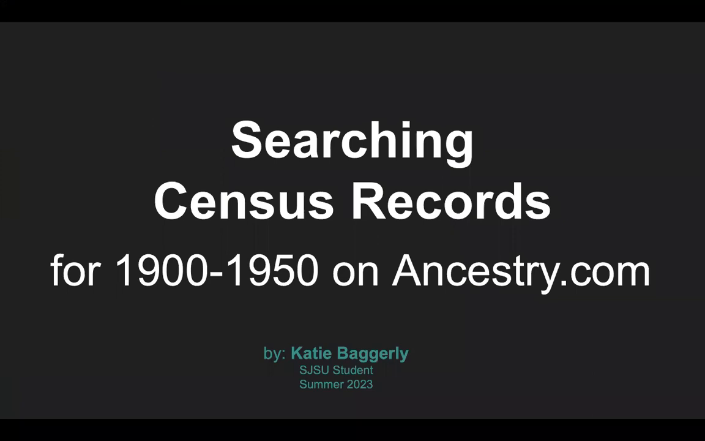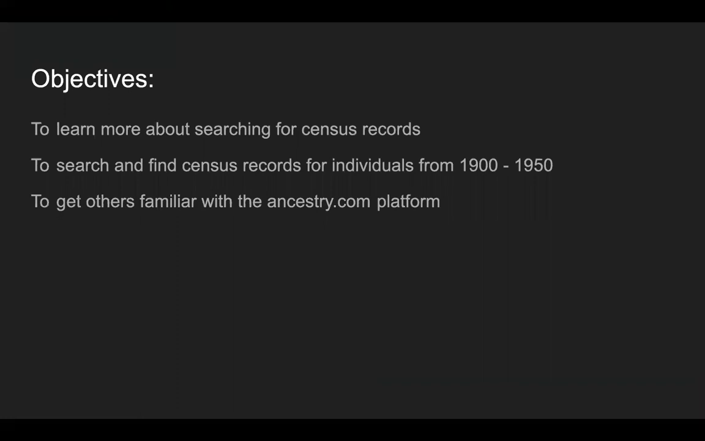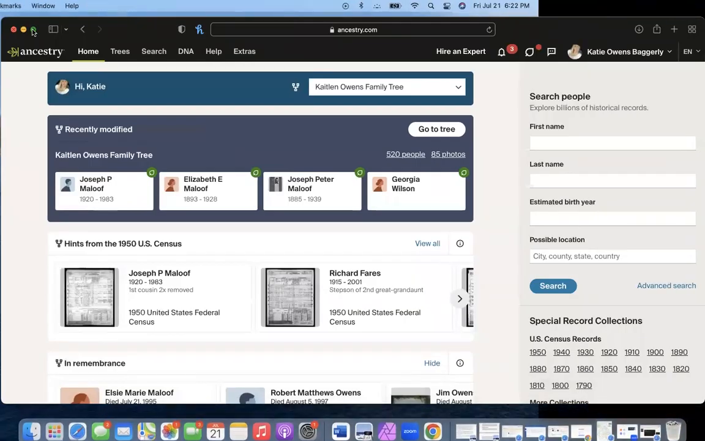Today, I'm going to be talking about how to search census records for the years 1900 through 1950 on Ancestry.com. The objectives for this video are to help you learn more about searching for census records in general, how to search and find census records for individuals from 1900 to 1950, and to get familiar with the Ancestry.com platform.